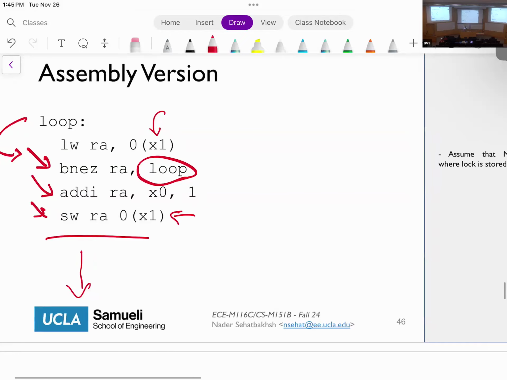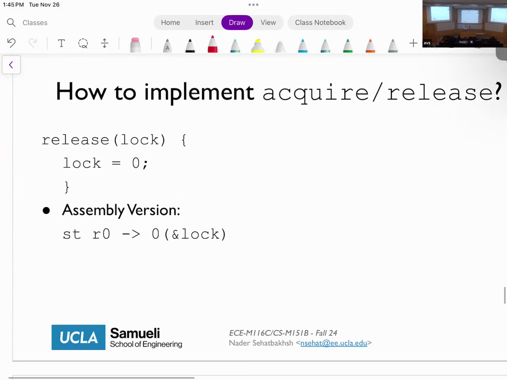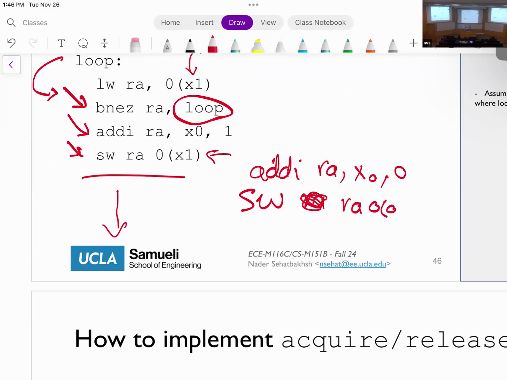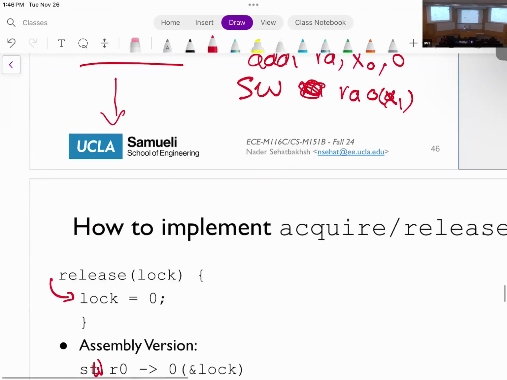One last thing before I let you guys go. Release, of course, is the simple thing: lock equal to 0, which means that you store, SW, to the address of the lock. You do addi RA, x0 and 0, and then you store RA, 0, x1, right? So that's what you do in the release. So you just write 0.